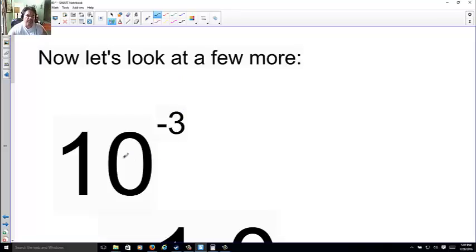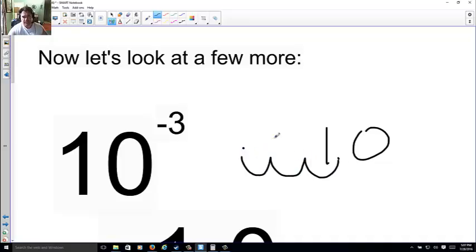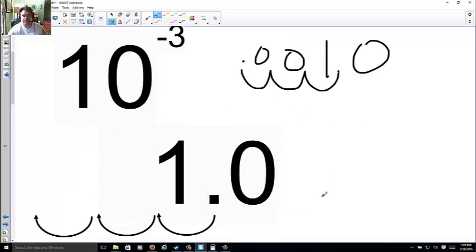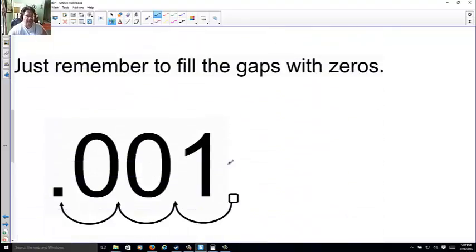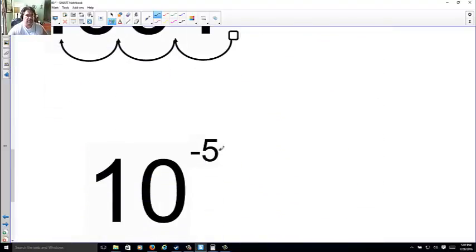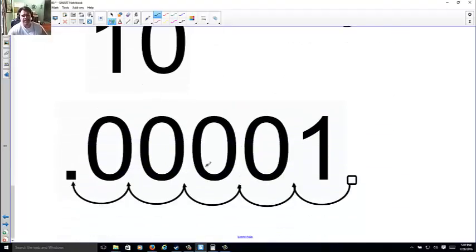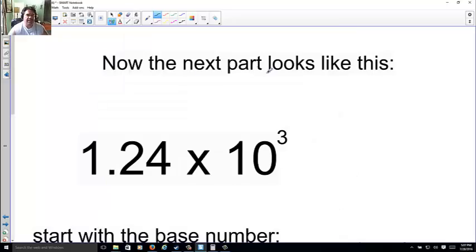Take a look at a few more. 10 to the negative 3. Start at 1.0. 1, 2, 3. In the empty spot you put zeros. I don't care if you have 0.001 or 0.0010. Both are fine. Fill the gaps with zeros. Take a look at this one. 1, 2, 3, 4, 5. And you're going to have 4 zeros. That's why you don't count how many zeros, because when you do negative, it doesn't work that way all the time.